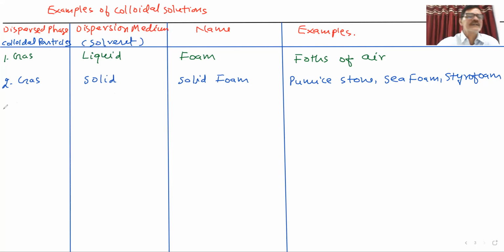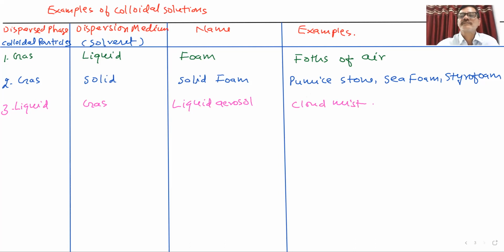After that, the third case is liquid and gas. This is liquid and this one is gas. Example is liquid aerosol, and here this is the name of sol. Cloud mist is the example.